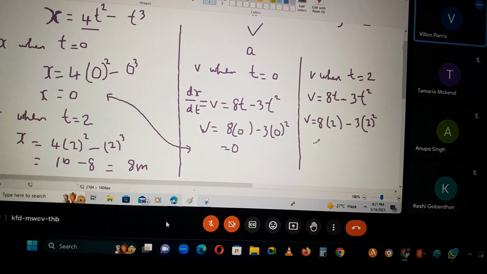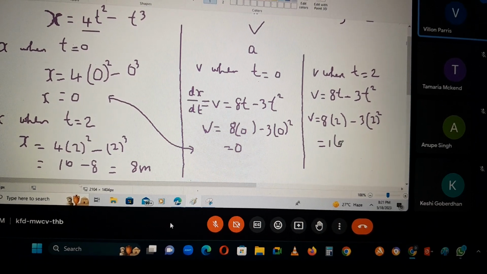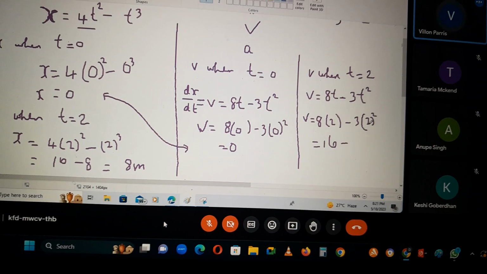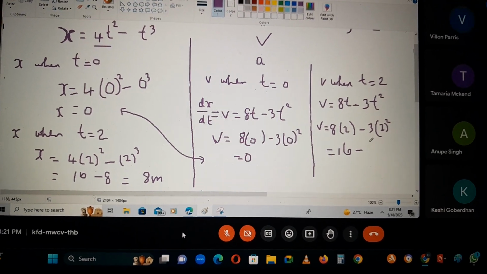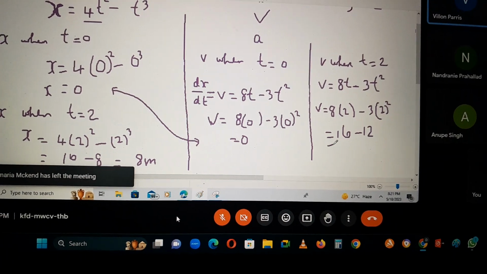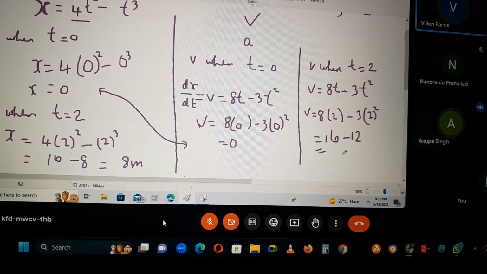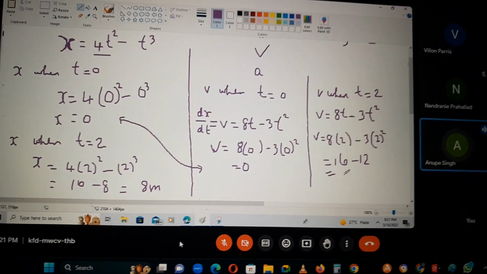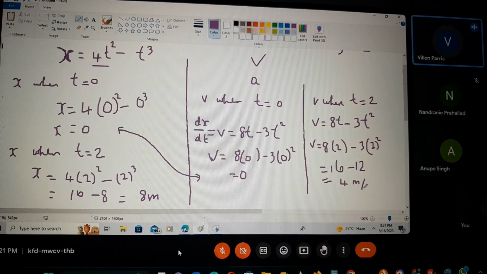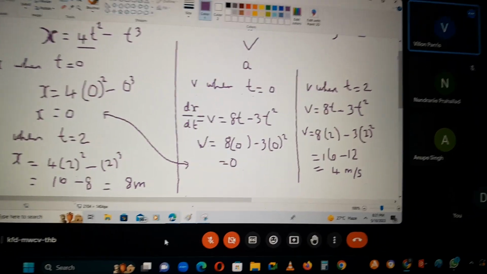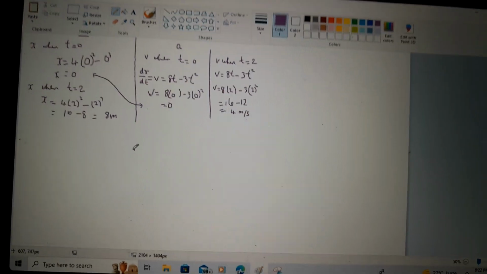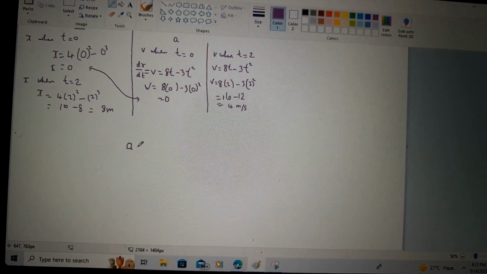Yes, sir. 16. All right, so remember we have to square here, right? So 2 squared would give us 4, and 3 times 4 would give us 12. So what's our answer? 4 meters per second. Wonderful. So you're moving now at 4 meters per second. Is that clear?